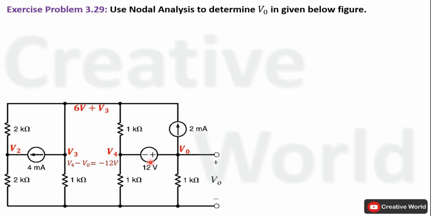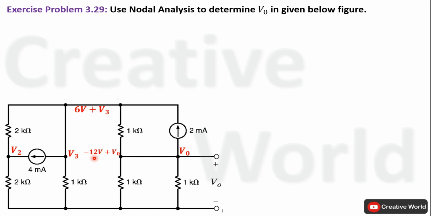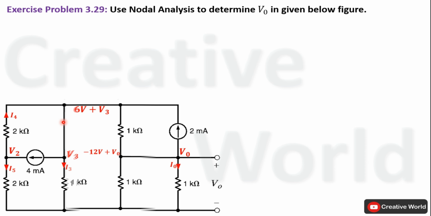Now we want to merge this voltage source into this node voltage. In that case, the new V4 equation will be equal to minus 12 volt plus V0. So we can form a supernode here by replacing this V4 with its new value, that is equal to minus 12 volt plus V0. After making these two supernodes, we can assume all unknown branch currents along with their directions in the network. Now we will apply Kirchhoff's current law one by one on these nodes to find their node voltage equations.